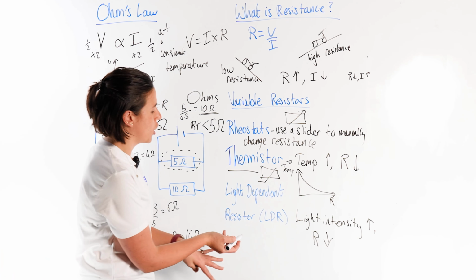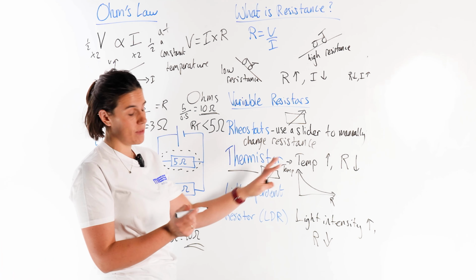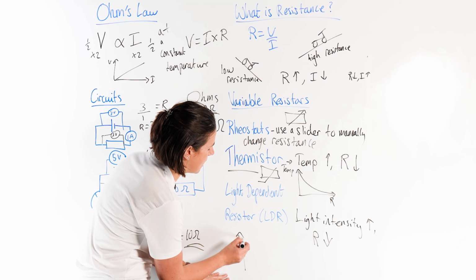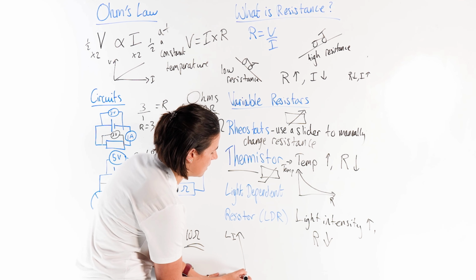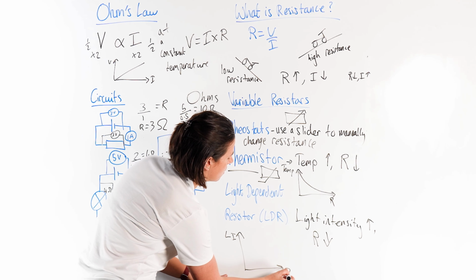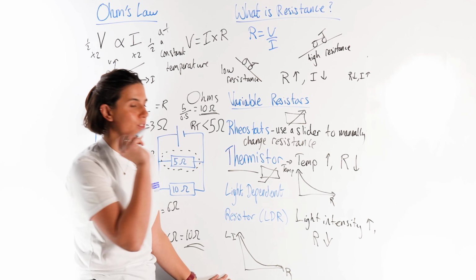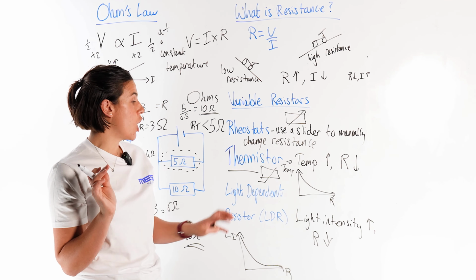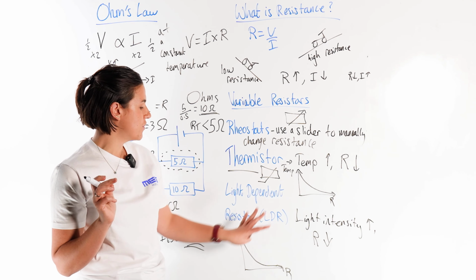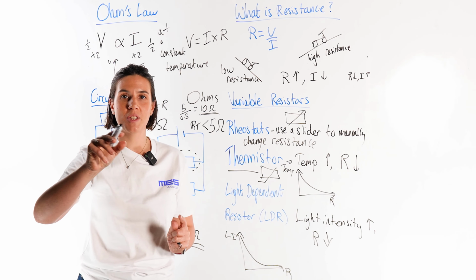And again, if we were to draw this on a graph, it looks just like the graph for the thermistor, except we've got light intensity on the y-axis, resistance on the x-axis, and it looks like that. You need to make sure that you know both of these graphs for your exams.